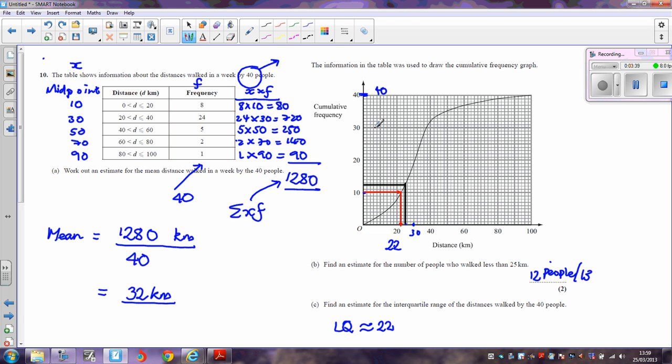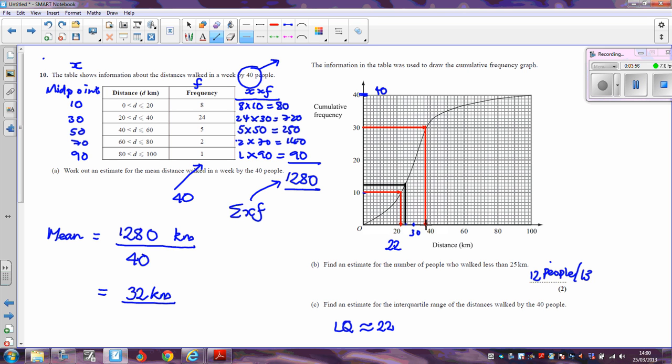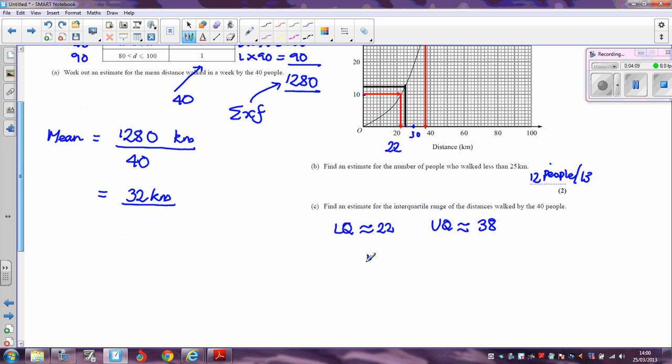To find the upper quartile, we go 3/4 of the way up the vertical axis. Well, 3/4 of 40 is 30, so I go across from 30, and then I go down. Oops, undo that, it's meant to be vertical, so across and then down, which is about there. Again, you can't see it particularly clearly, but the upper quartile comes out as about 38, which means that the interquartile range is the difference between those two. So the interquartile range is approximately 38 minus 22, which is about 16.